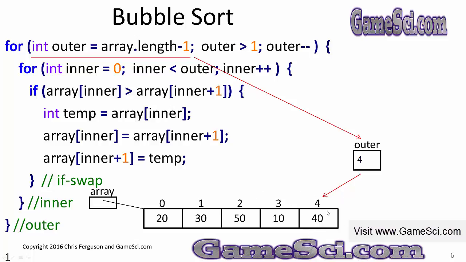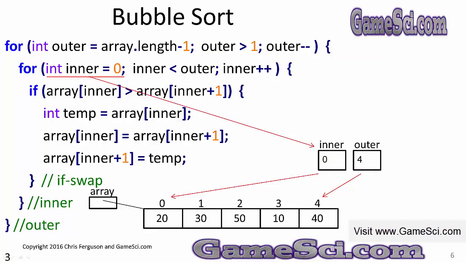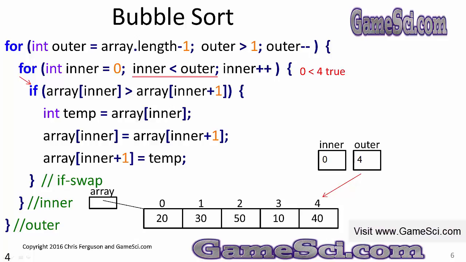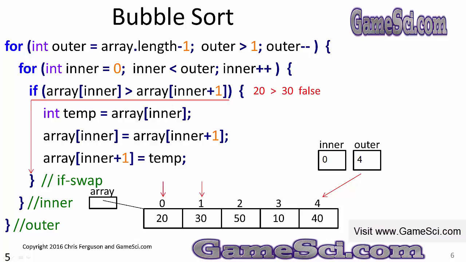to this outer position. Outer greater than 1? Well, 4 is greater than 1 is a true statement. As a true statement, we will execute this loop. We'll jump into the inner loop, set inner equal to 0, and that means we want to start at the beginning of the array. 0 less than 4 is a true statement. As a true statement, we're going to go inside the for loop, follow the arrows on this one, and we're going to ask if array of inner is greater than array of inner plus 1.